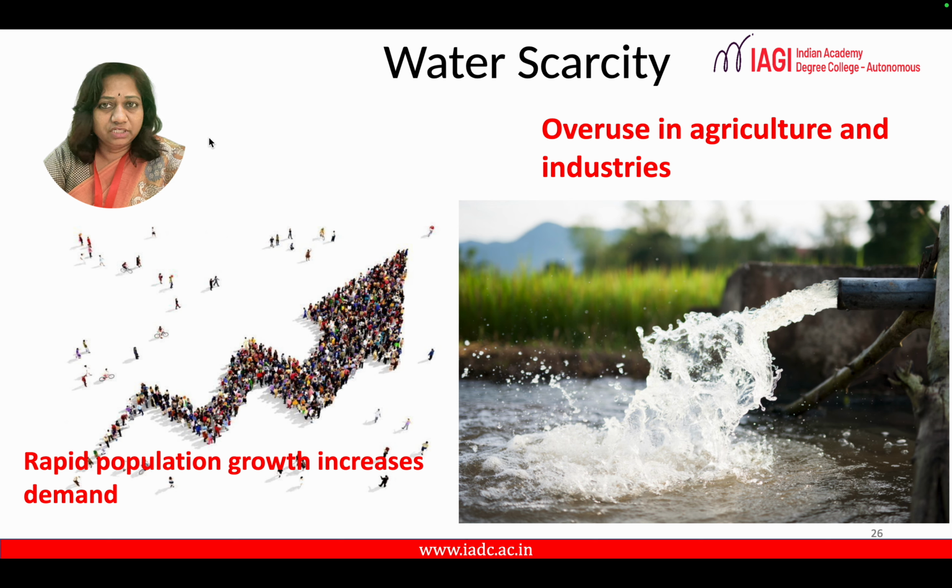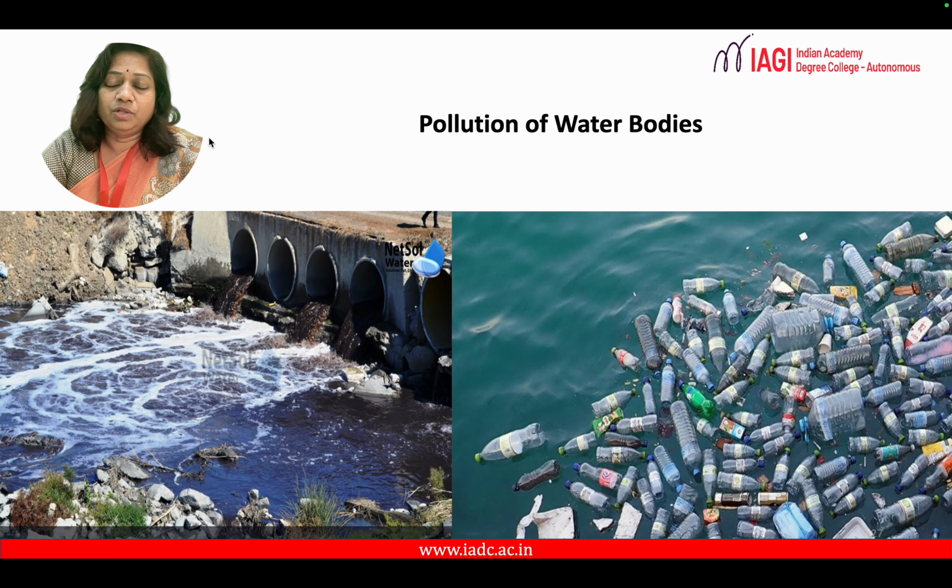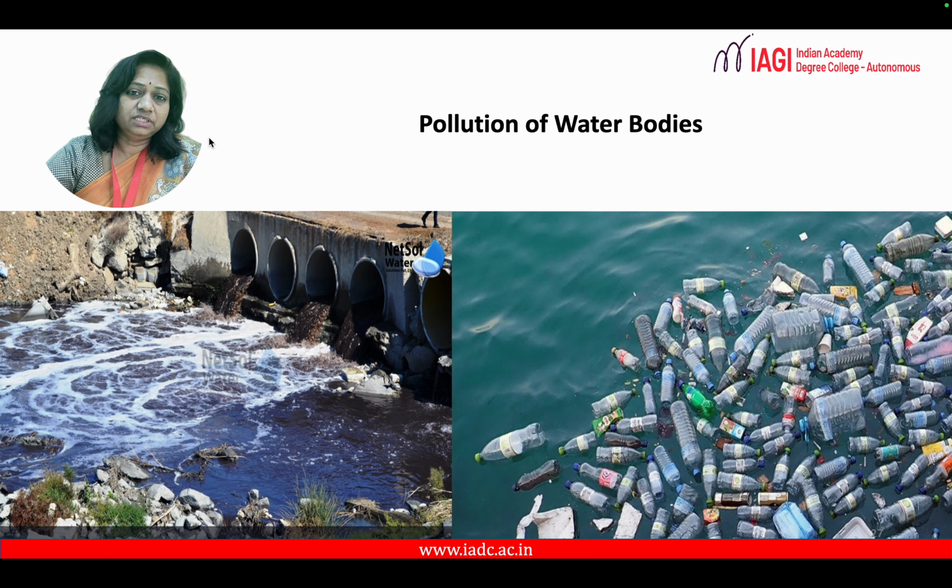So that small amount which is available, we are using and using it. That means we are overusing it, because our population is increasing exponentially, and because of that the demand for food and other things is increasing. So a lot of agriculture and industries are established, and for that a lot of water is used. Not only that, the available water is also getting polluted because of sewage, industrial discharges, and chemicals from agriculture like pesticides and insecticides, which mix with the water and pollute the water bodies.